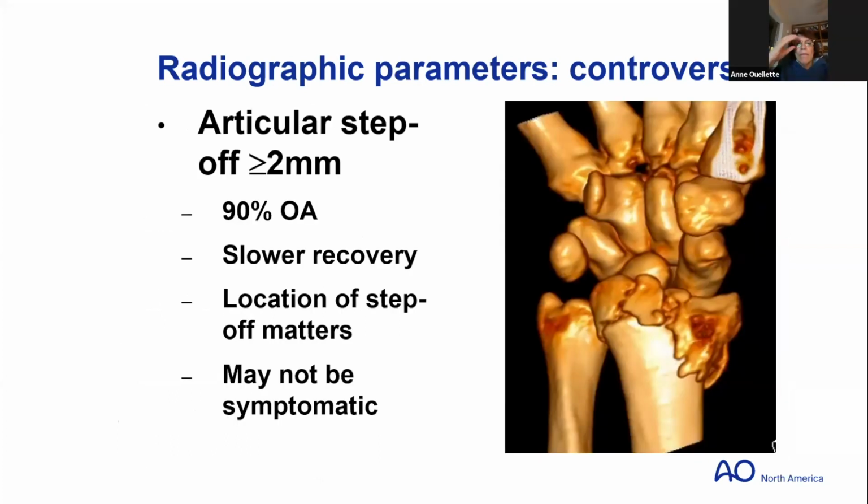How about articular step-off? We'll talk more about this, but greater than 1 millimeter, as Jesse had demonstrated years and years ago, these patients will develop arthritis. Other studies have shown that they recover slower than patients who don't have an articular fracture, but the outcome doesn't seem to be that significant long-term. And Jesse has taught me that the location of the step-off matters. It's not just the step-off. If it's between the scaphoid and lunate facets, it may not be as significant as if it's within a facet.